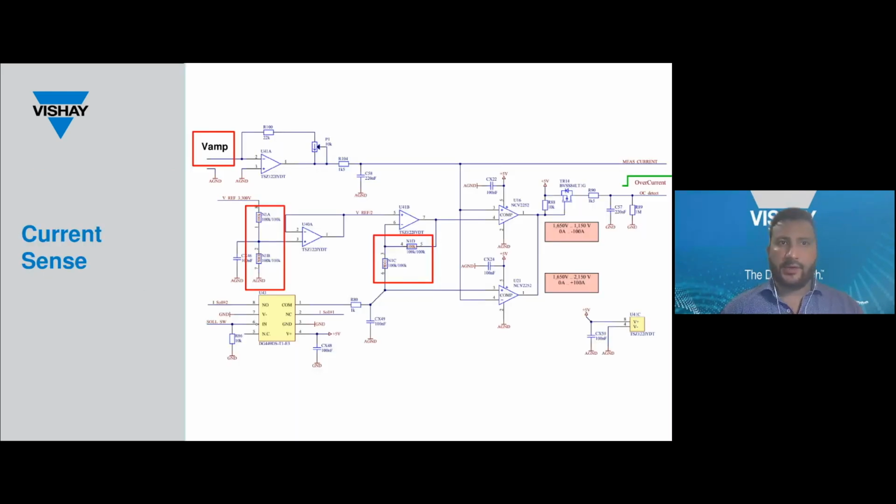All right, to finish current sensing, a matched pair of resistors shown in the red boxes were used on the op-amp circuits. Here we need a very precise measurement. Therefore, we need a thin film technology for this type of circuit application.